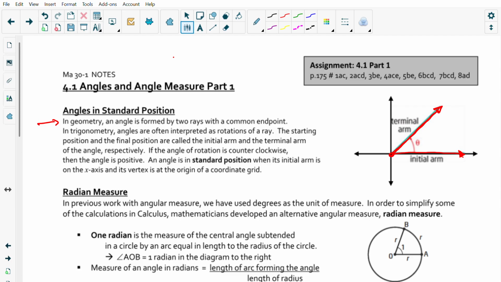If the angle of the rotation is counterclockwise, then the angle is positive. So counterclockwise is going this way. An angle is in standard position when its initial arm is on the x-axis and its vertex is at the origin of a coordinate grid. So initial arm is on the x-axis and its vertex is at the origin right there, origin 0, 0 of the coordinate grid. Okay, so this is an angle in standard position.